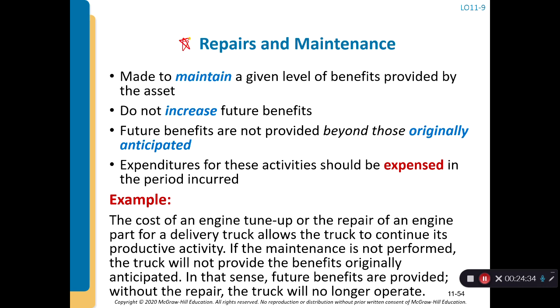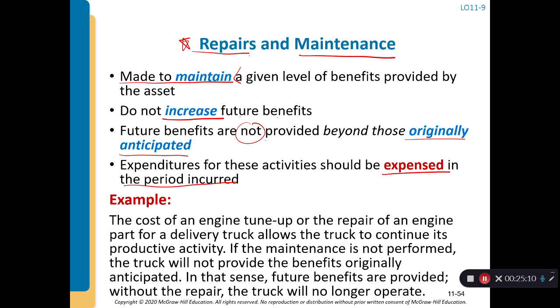First of all, we wanted to introduce what kind of expenditure should be expensed, right? First of all, repair and maintenance expenses are expensible because repair and maintenance is made to maintain a given level of benefits provided by the asset. It does not increase the future benefit in the way that we described, and future benefits are not provided beyond those originally anticipated. And the expenditure for this activity should be expensed immediately in that period.